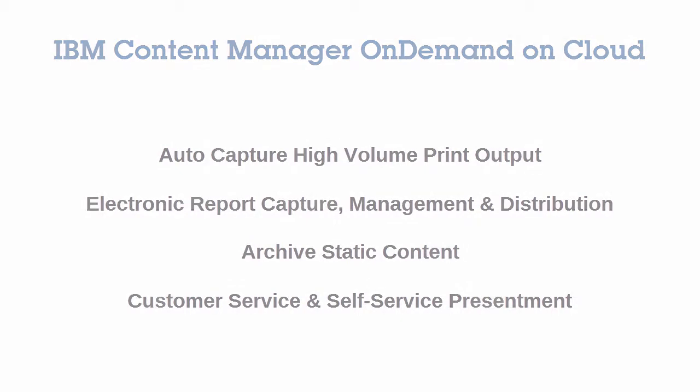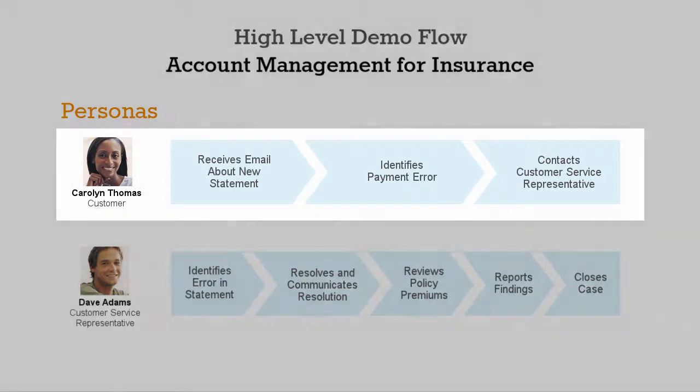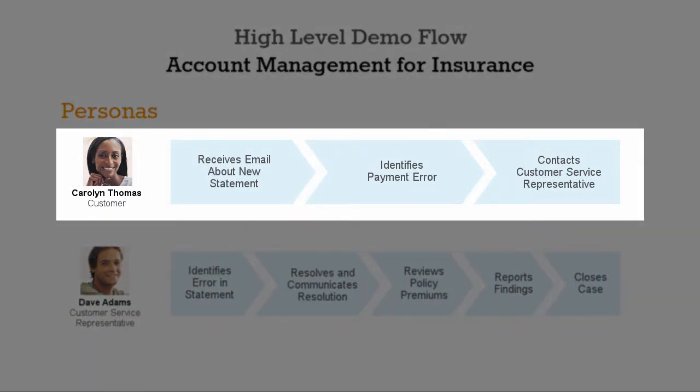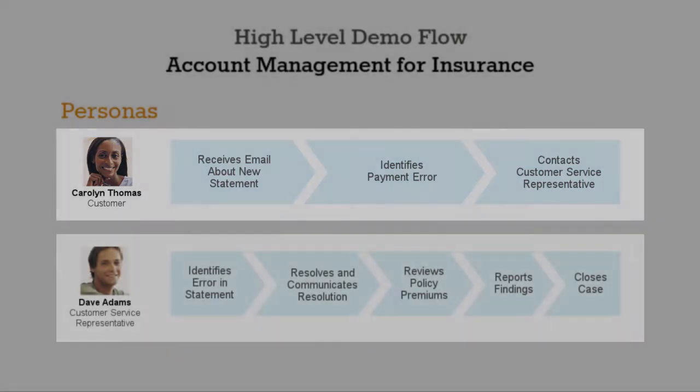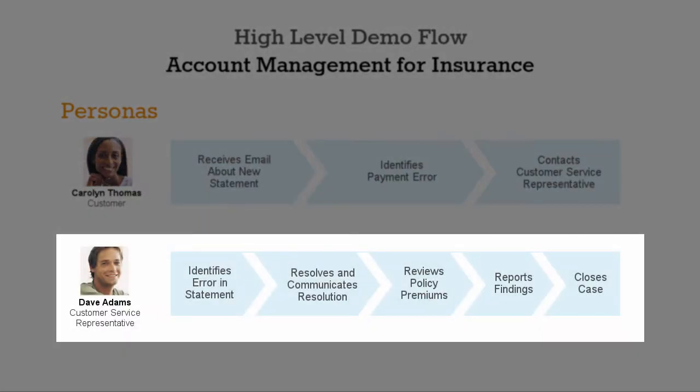In this recording, a monthly statement has been received and reviewed by the customer. An issue has been identified and customer service has been contacted. The customer service representative, working directly with the client, resolves and documents the issue, and then, based on premium fluctuations, identifies coverage changes that would benefit the customer.